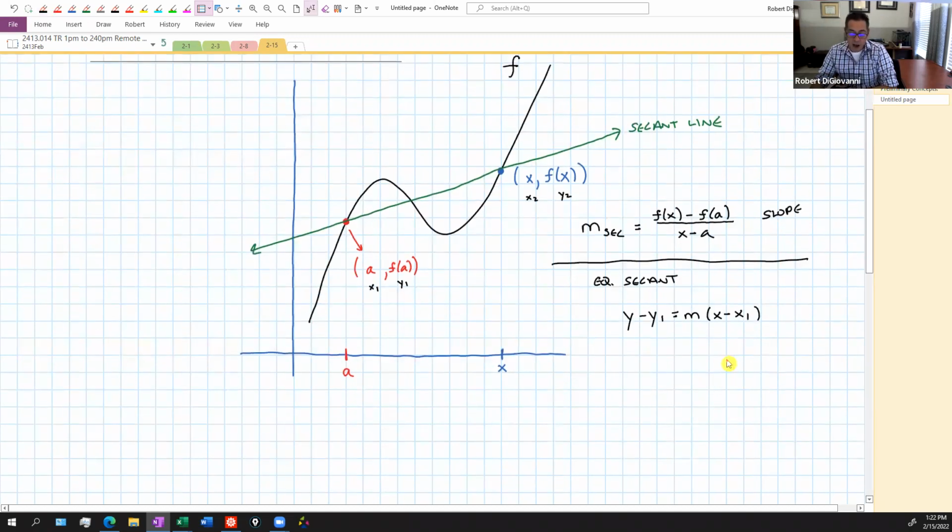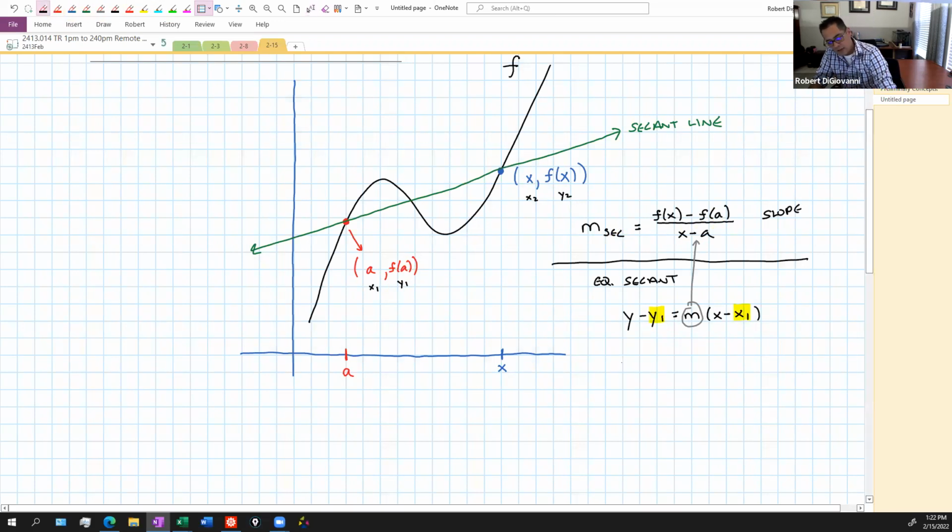And I have some options here because on this formula, the y1 and x1 can actually be either one of these points. It doesn't have to be the red one. It could be the blue one, but I'm going to use the red one because I've already labeled it x1, y1. And then the slope is going to be that right there, because that's what we just said the slope of the secant line was.